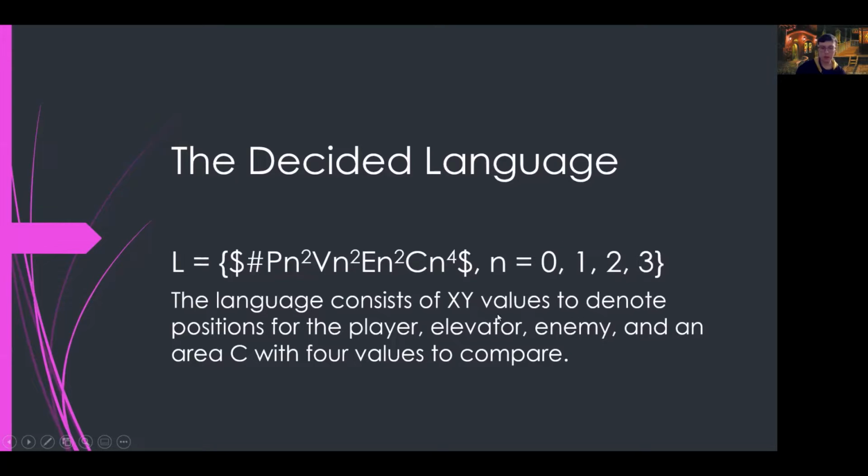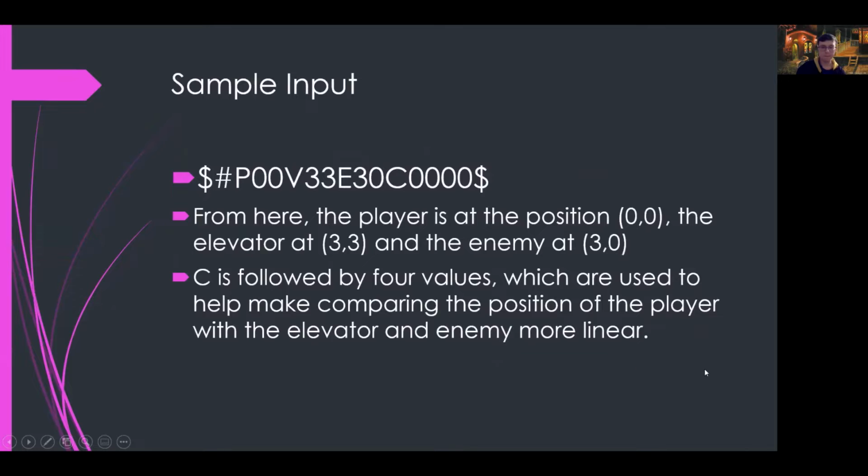So I have 2 pairs of values for the player, elevator, and enemy, and that stands for the X and Y values of a position. And then I use the 4 values after C to compare X and Y values for 2 things. So here's the case of the sample input. And from here, you could understand it as the player is at position 0, 0, the elevator is at 3, 3, and the enemy is at 3, 0.